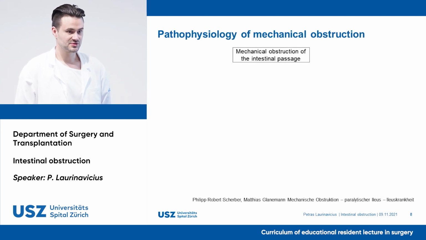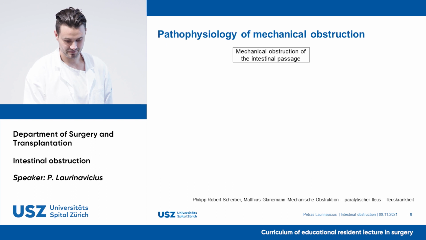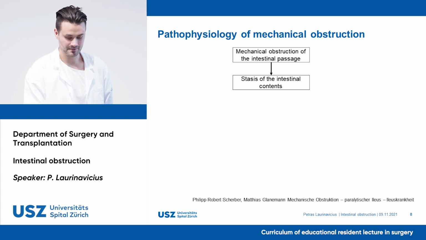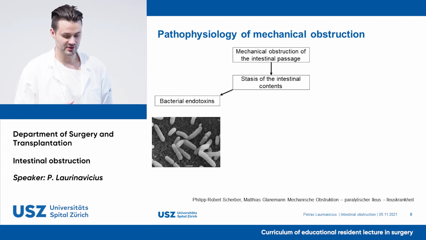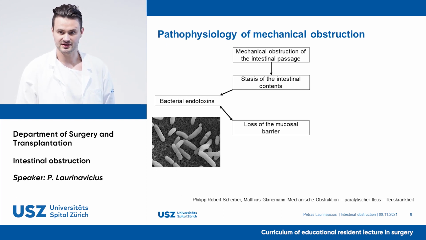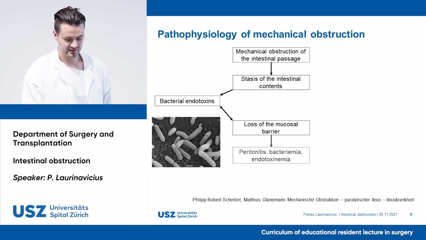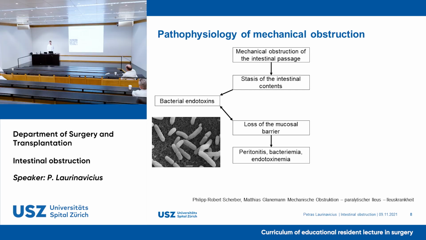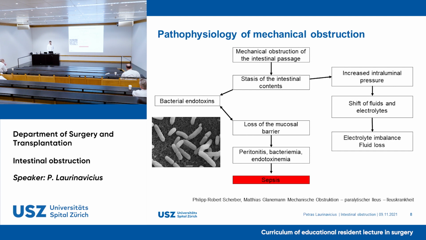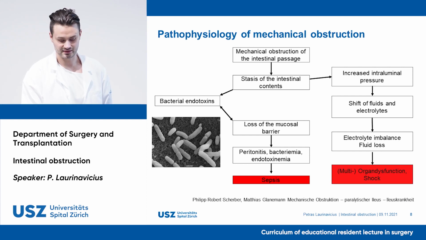Moving forward to the mechanical obstruction, I would like to start with the pathophysiology of it. So firstly, it causes the stasis of intestinal contents, which on itself has two consequences. Firstly, it increases the release of bacterial endotoxins, which can cause loss of the mucosal barrier and the translocation of bacteria. That can lead to peritonitis, bacteremia, and endotoxinemia, which can end up in sepsis. Secondly, the stasis increases intraluminal pressure, which can cause the shift of fluids and electrolytes into third space, which can cause electrolyte imbalance and fluid loss, and can end up in multi-organ dysfunction and shock.